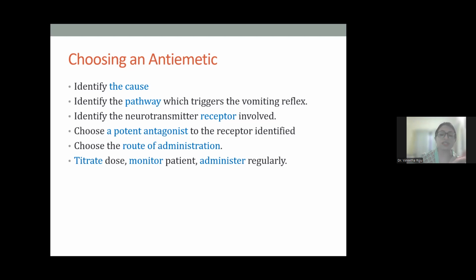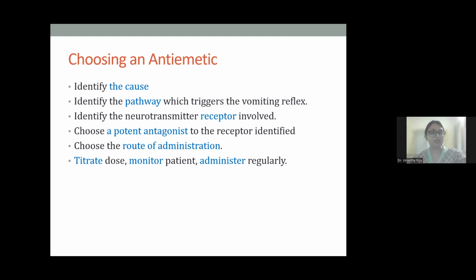Now, it is not just enough prescribing the antiemetic. It is very important to titrate the dose. Maybe your three times daily is not enough for the patient. Maybe you have to make it QID, or maybe you have to also add in other antiemetics. Many a times there are situations where not just one antiemetic suffices. So you need to monitor the patient and make sure that your prescriptions are not on SOS or PRN basis.